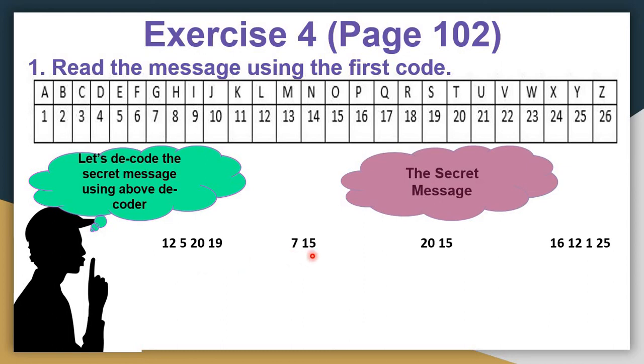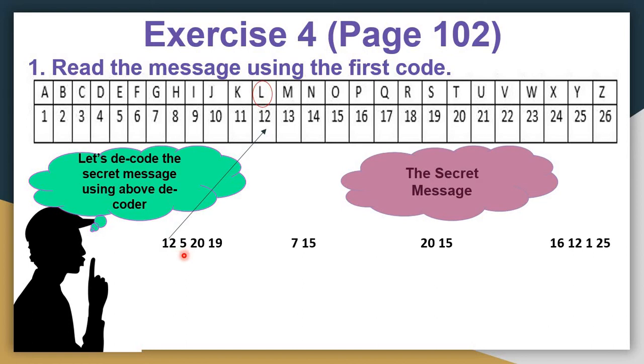12, 5, 20, 19, 7, 15, 20, 15, 16, 12, 1, 25. Now kids, some numbers are given to you and we will write the letters corresponding to the numbers and we will form words and we will decode what message is hiding in these numbers, right? So let's do that. So you may observe that number 12 is written here, right? And the letter corresponding to 12 is L. So that means we will write L in place of 12.